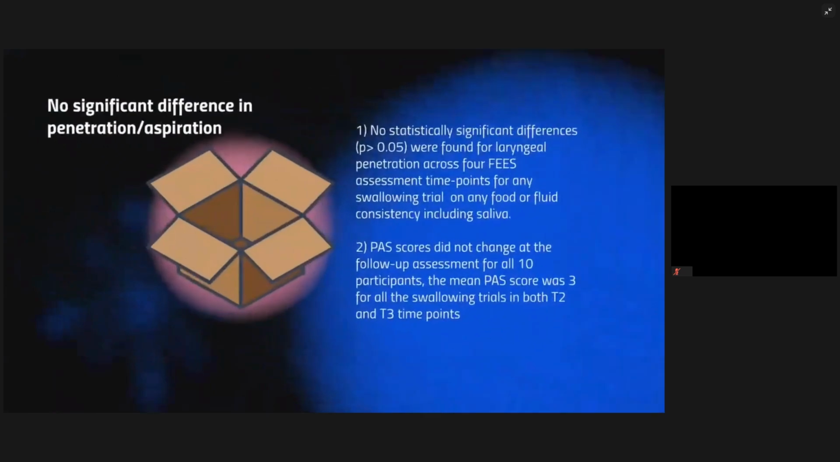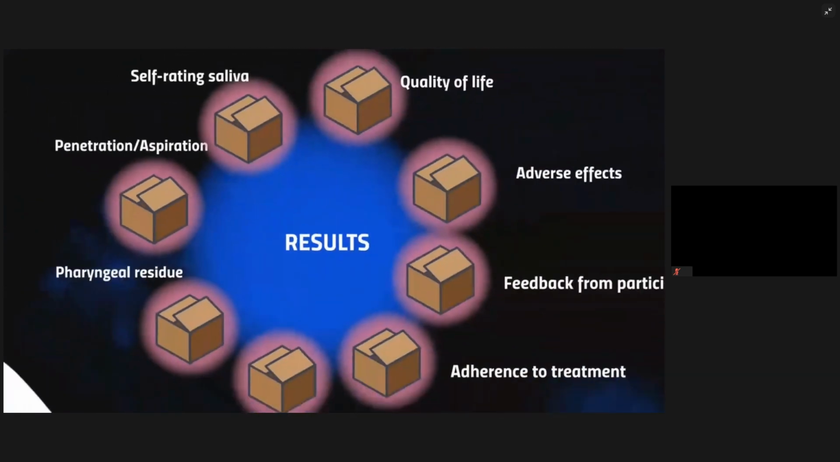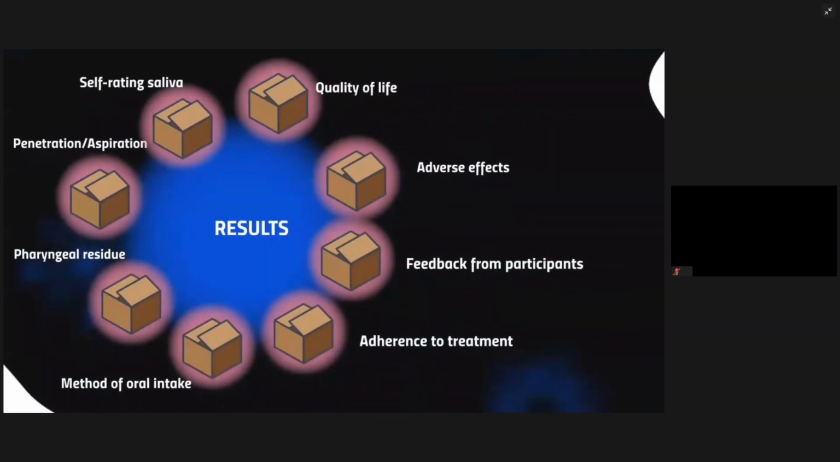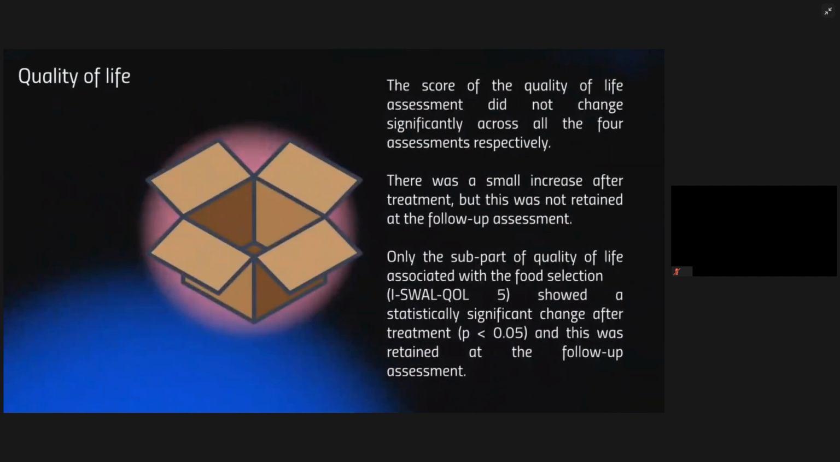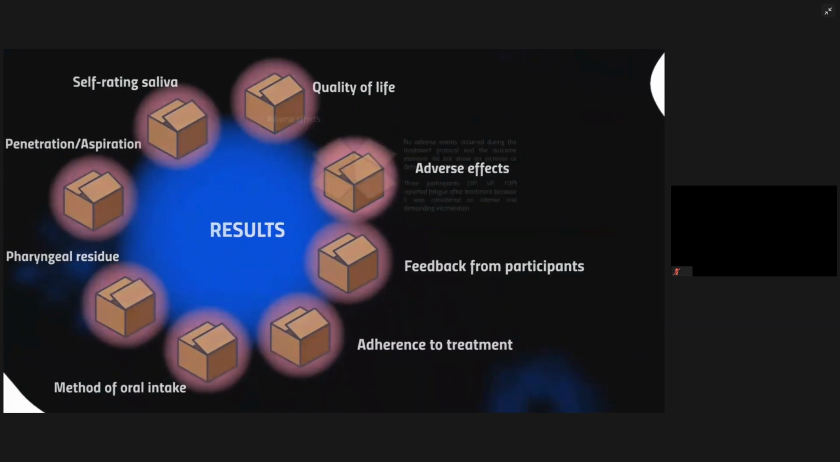Okay, and no significant difference was found using the PAS, and also no significant difference was found using the ROMP, assessing the self-reporting of saliva. The quality of life: only the subpart of the quality of life associated with food selection showed a statistical improvement. No improvement was found for overall scores.